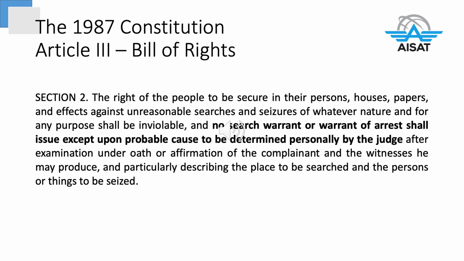So here, the Constitution defines clearly what is the standard of issuing a warrant of arrest. First, only the judge can determine the probable cause to issue a warrant of arrest. And then it says the judge has to examine the complainant and the witnesses. So there has to be somebody who tells the judge, oh, this is why I think that person has to be arrested. And witnesses have to be presented to the judge.